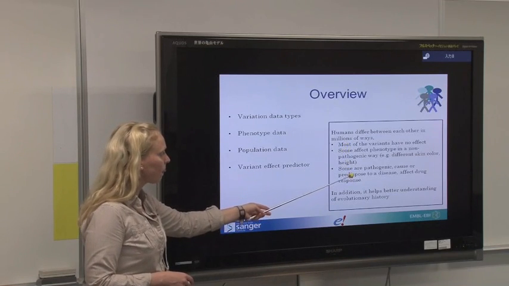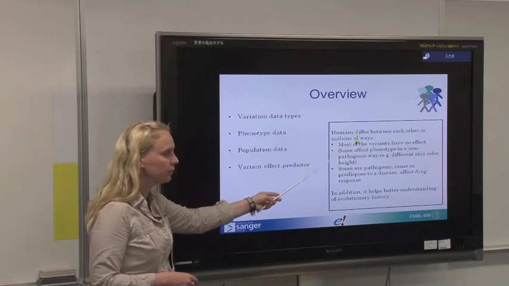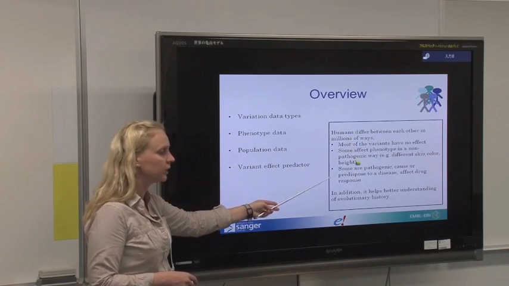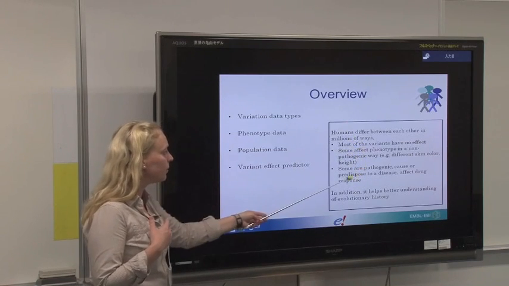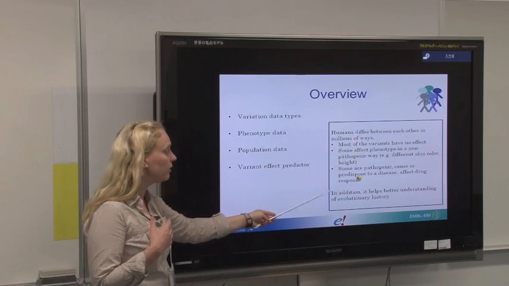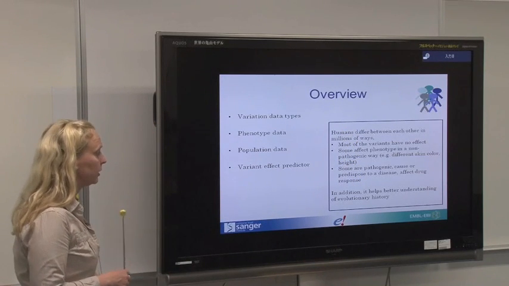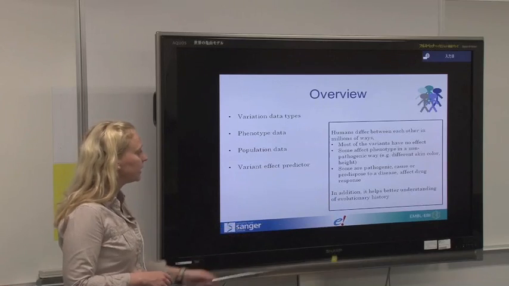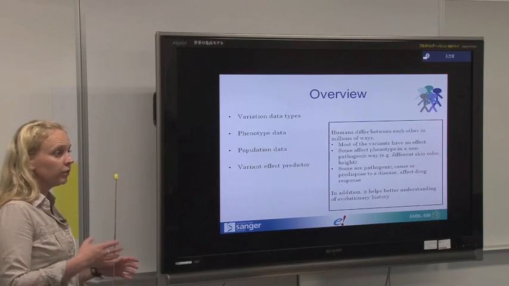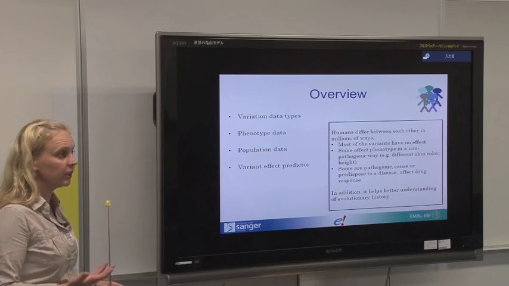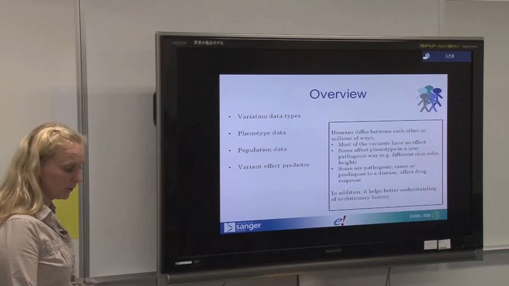So you would probably talk about these naturally as mutations. Some of them you would talk about as single nucleotide polymorphisms. So at the moment, when I talk, I will not distinguish between these except in two specific cases which I will mention. But in addition, variation can help us better understand evolutionary history. As we saw, regions which are conserved generally have less variation than we would expect.